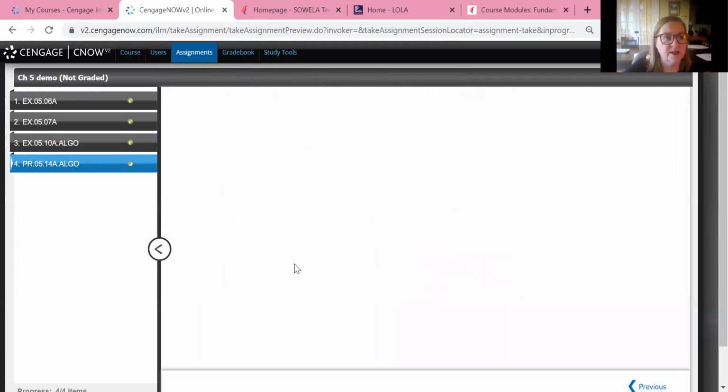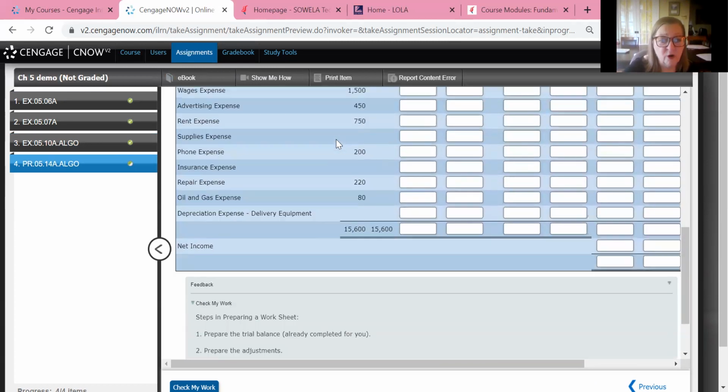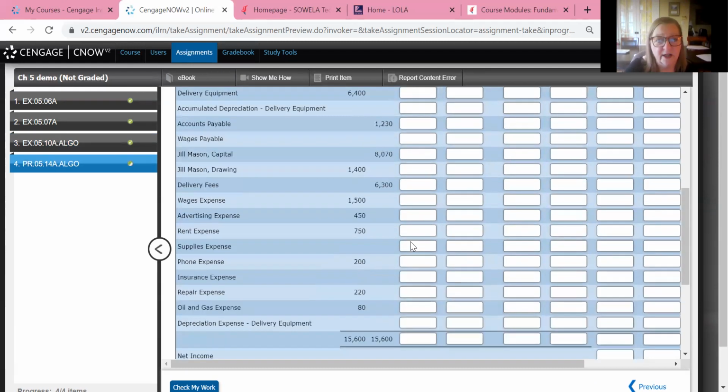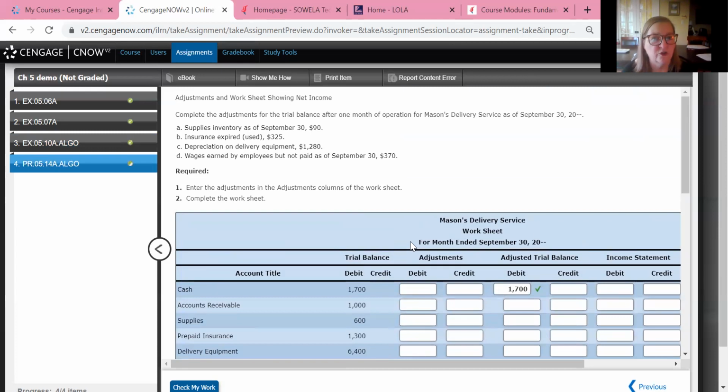The next one we're going to work on is problem 14A. This one is similar to your, no, it is the same problem. It's just kind of different numbers as your Excel problem. So they're wanting you to do the worksheet. Like I mentioned a moment ago, they want you to adjust based on these different scenarios of what happened that needs some kind of adjustment. Your trial balance so far is already in here. You've got 15.6 in debits and 15.6 in credits, and they have every account that exists on the general ledger. So then they're telling you the only ones that changed are these 4.